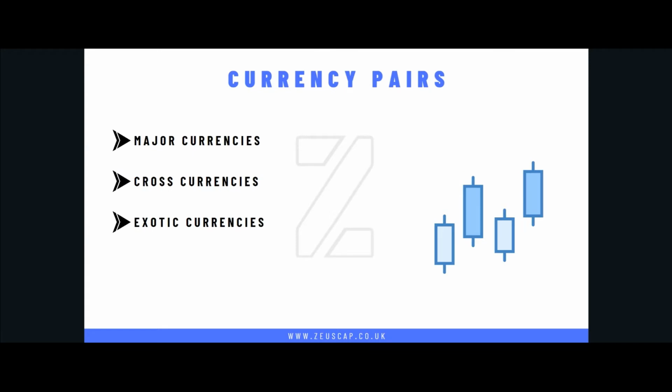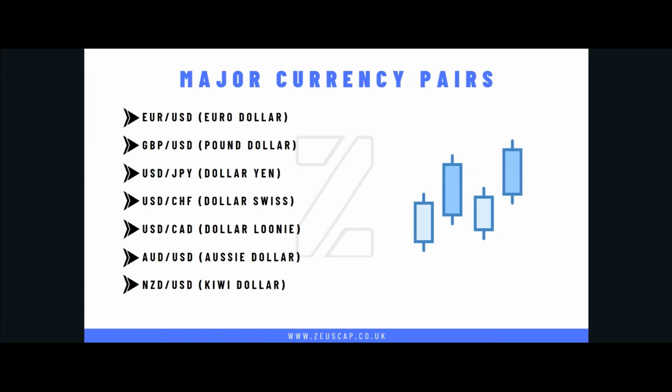So moving on to the first slide, we have the currency pairs. Now there's 3 different types of currencies. You have the major currencies, the cross currencies and exotic currencies. So I'm going to jump into them and just show you quickly what they mean. So major currency pairs. What I mean by major currency pairs, they are the most liquid, the most volatile and usually recommended to trade, the most popular ones to trade, right?